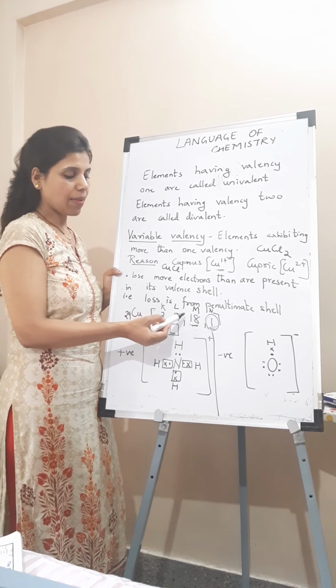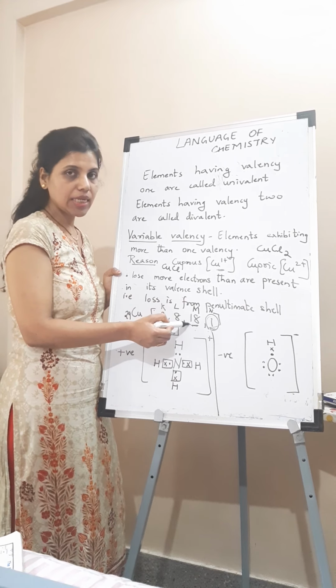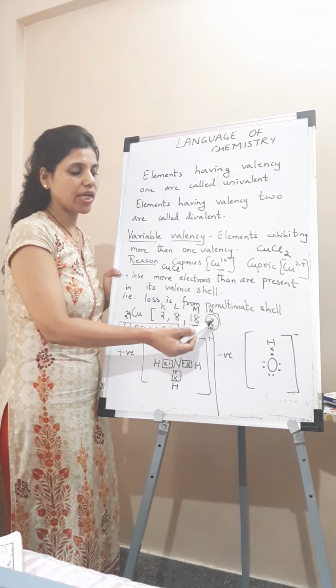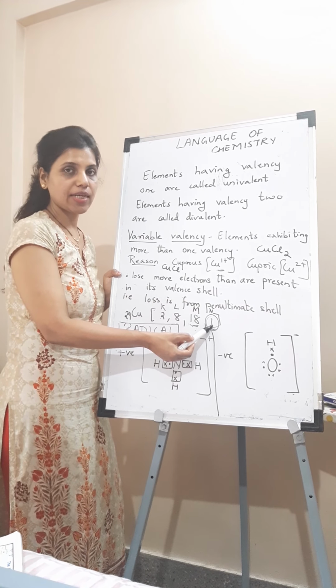But sometimes what happens, in this penultimate shell there are certain electrons which are in the excited state, and the electrons jump from the penultimate shell to the last shell, that is the valence shell, when they are in the excited state.